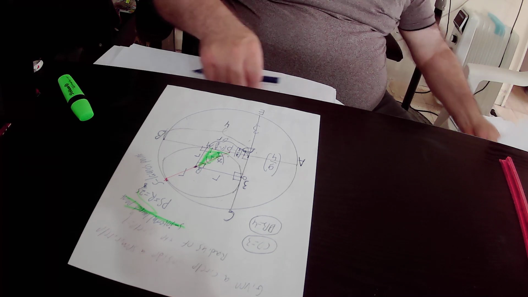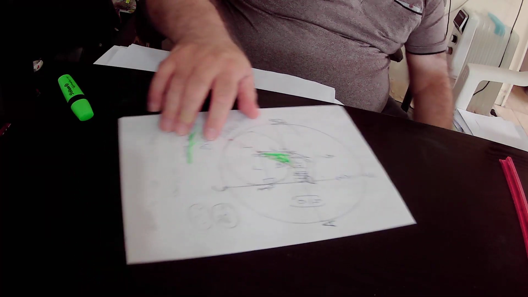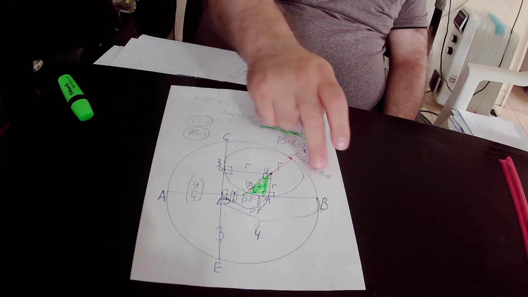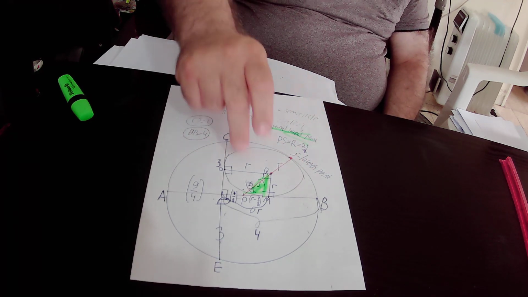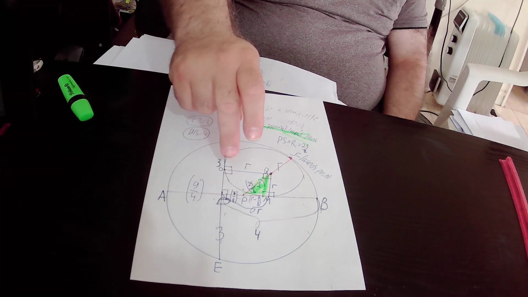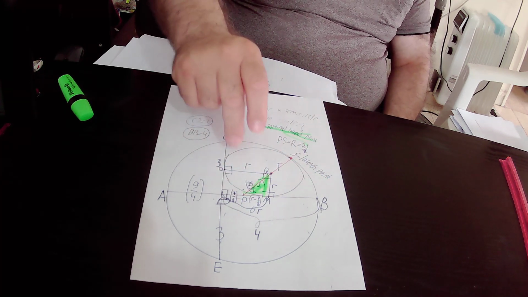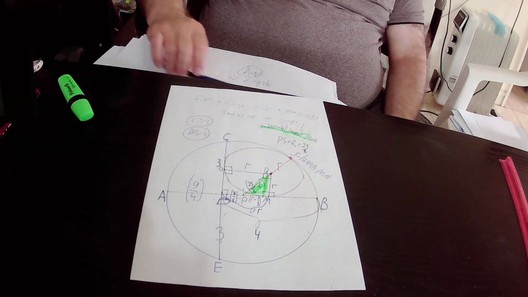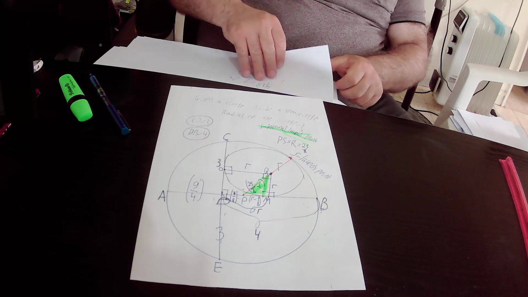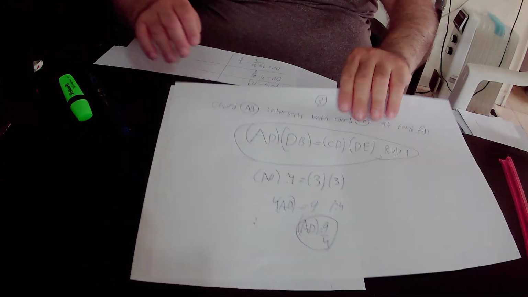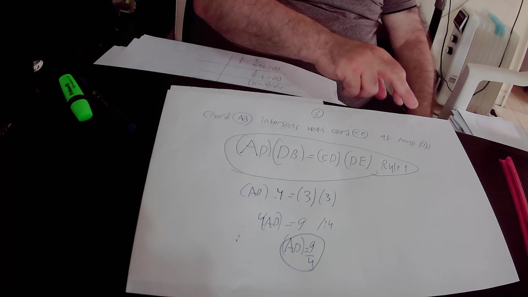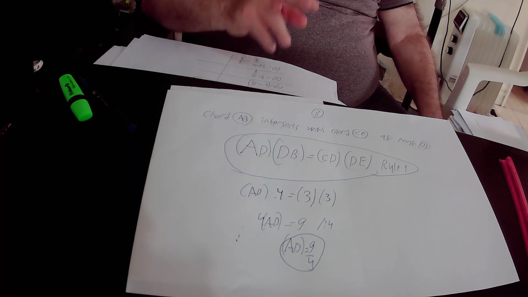Well, because in our drawing, we have chord AB, which intersects with chord CE. This is chord CE, at point D. Point D is the intersection point of chord AB with chord CE.